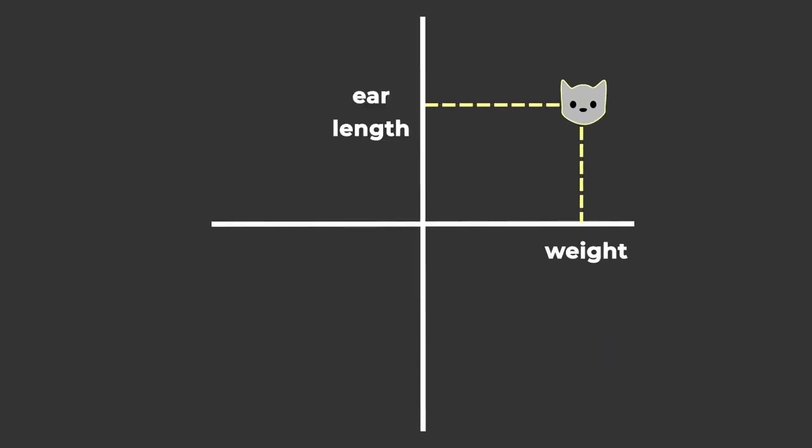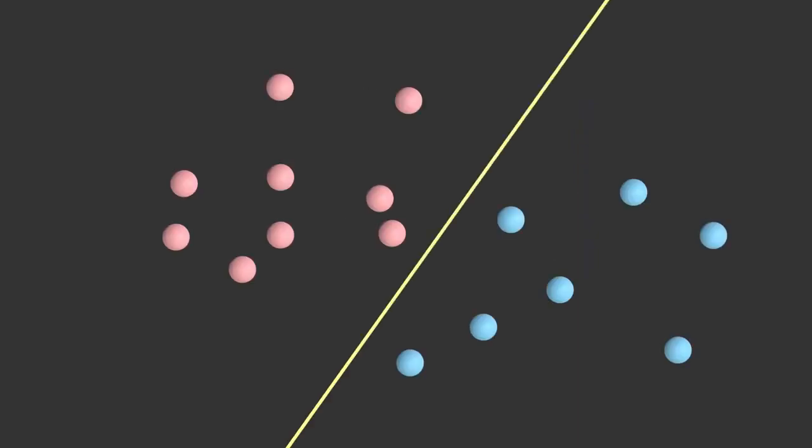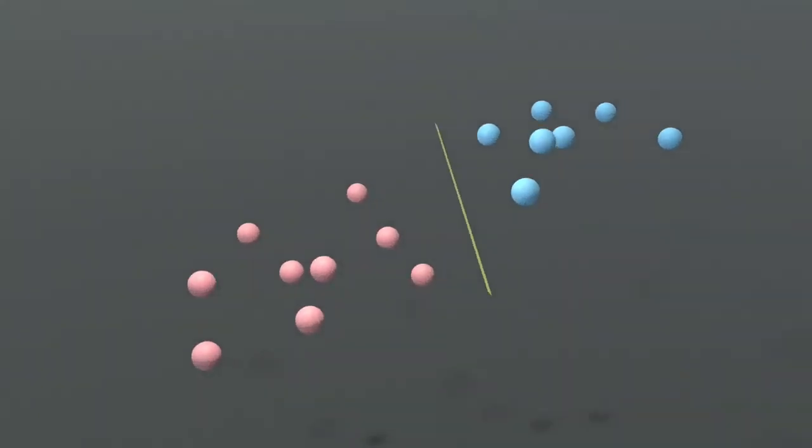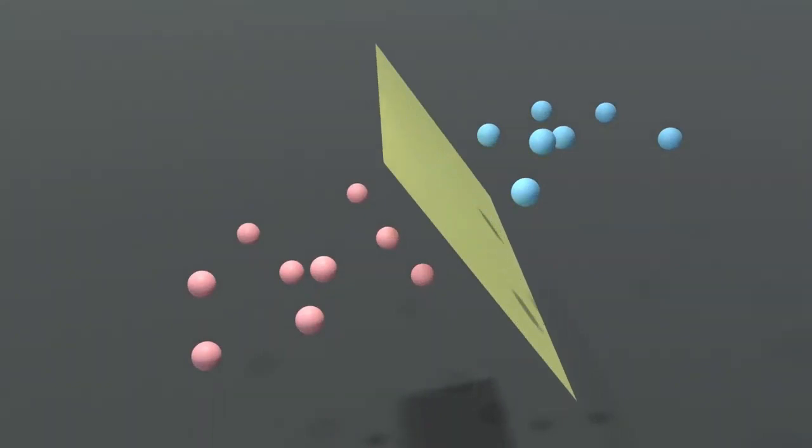and the coordinates of this point are usually called features. SVMs perform the classification task by drawing a hyperplane, that is, a line in 2D or a plane in 3D, in such a way that all points of one category are on one side of the hyperplane and all points of the other category are on the other side.